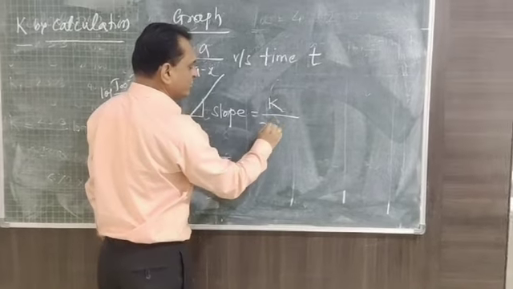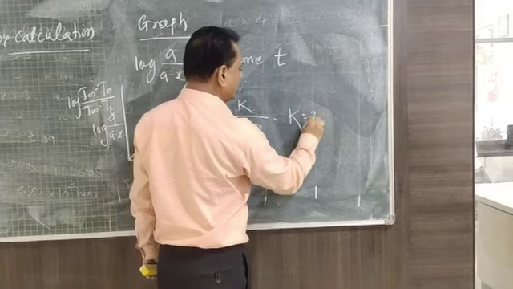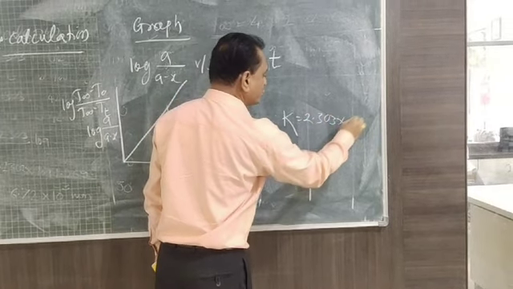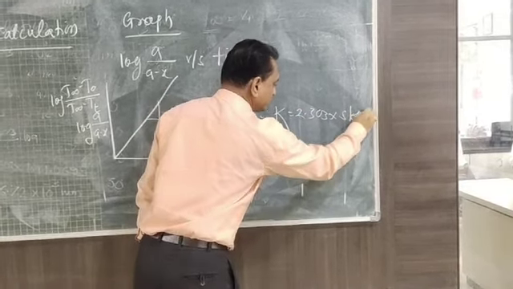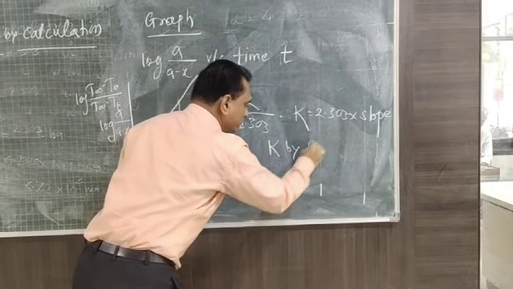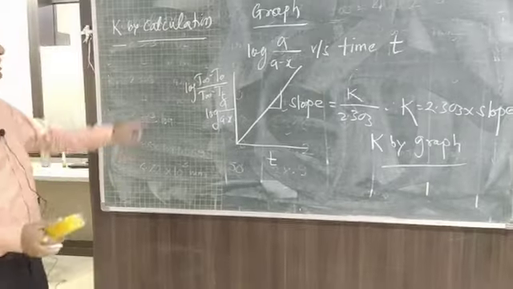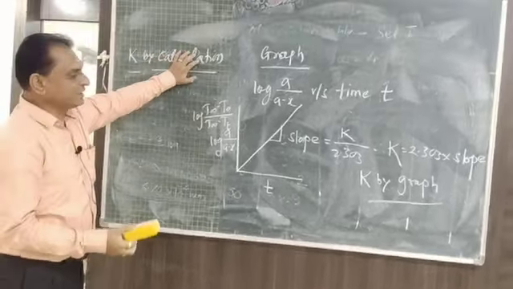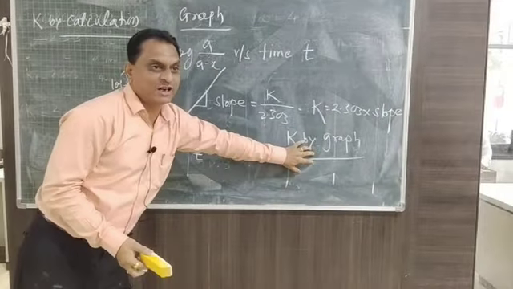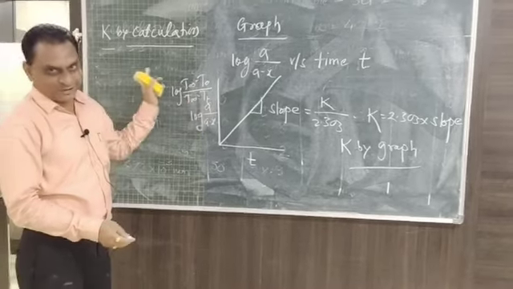Slope is equal to K divided by 2.303. Therefore K is equal to 2.303 into slope. So this K is K by graph. So we have 2 values of rate constant. One is by calculation, another is by the graph. This is for set 1. Similarly, you have to carry out the same for set 2.